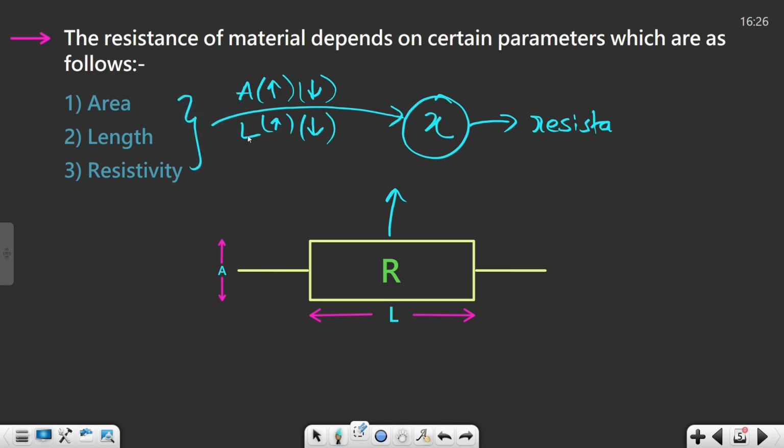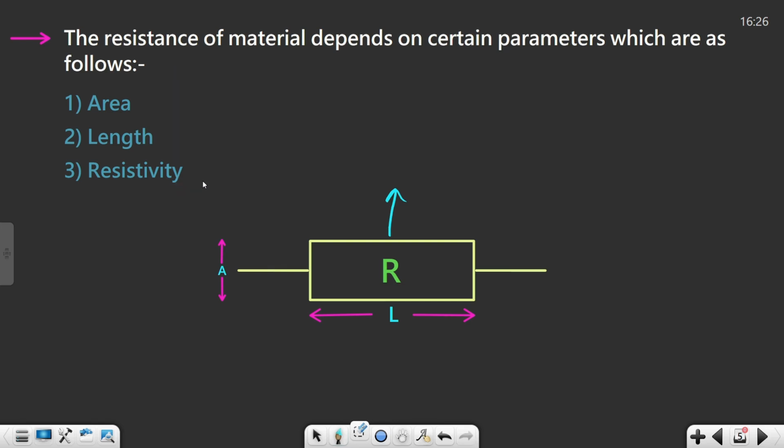As of now we'll just focus upon one parameter, let's say area. As you can clearly look over here, one sec, let me erase this. Yeah, the resistance of a material depends on certain parameters which are as follows: area, length, and resistivity. As of now you don't focus upon this term resistivity, we'll see that as we move further and further. What we'll do is that we'll just focus upon area.